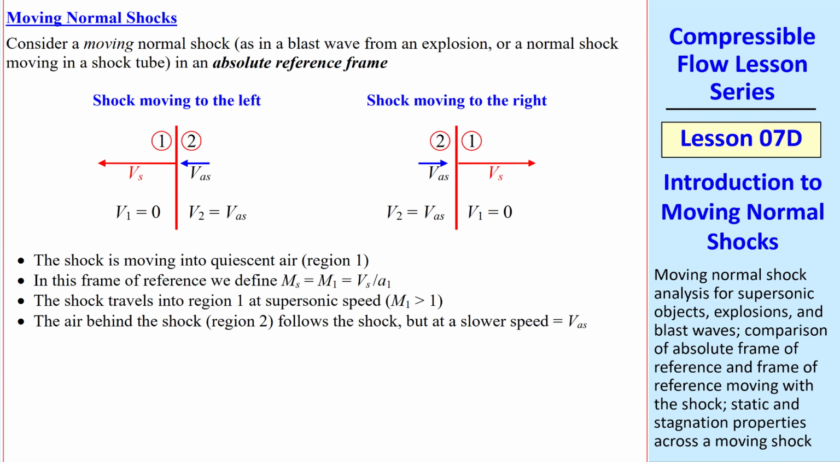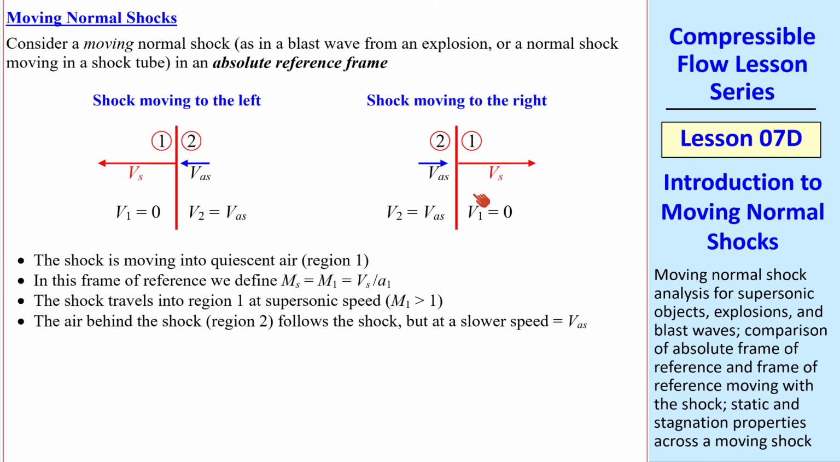Let's consider a moving normal shock. Could be from a blast wave or a shock tube, for example. And let's first look at an absolute reference frame. In this case, the shock is moving to the left, and in this case to the right. In either case, we define 1 as before the shock, and 2 after the shock, with shock speed Vs and gas speed behind the shock Vgs.